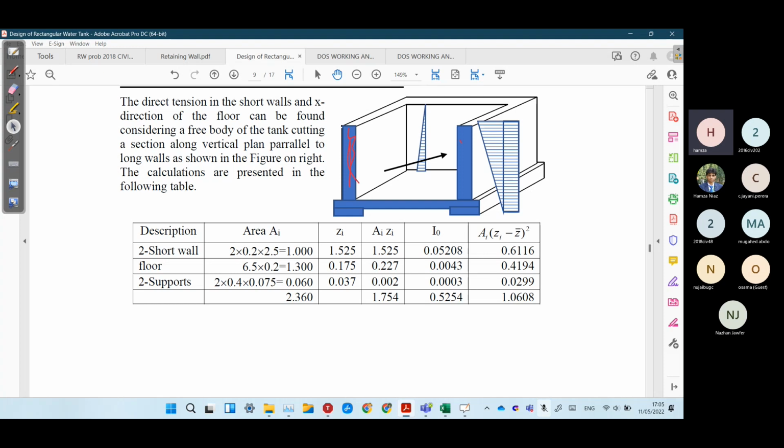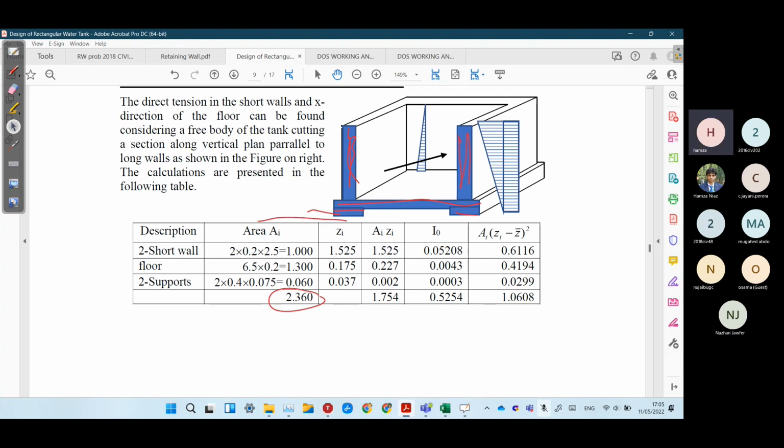Simple, in this area they have taken this as area. Floor area, they have taken this area. Supports, they have taken these two supports. Calculate total area. This is total area. Zi is the distance from bottom level to the middle of the section.